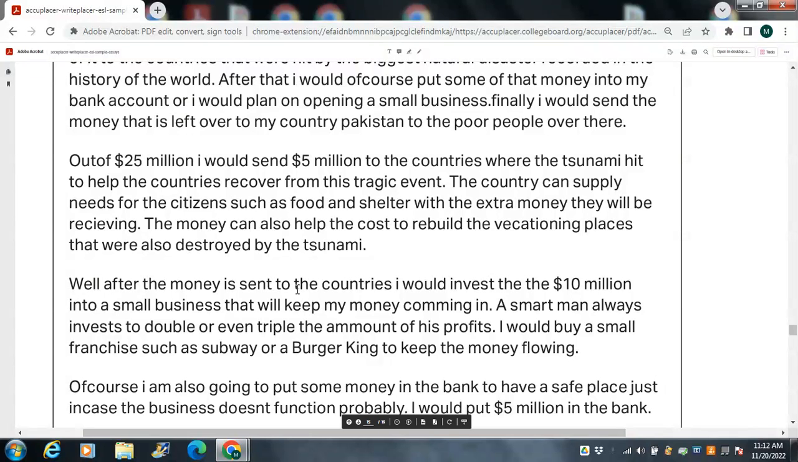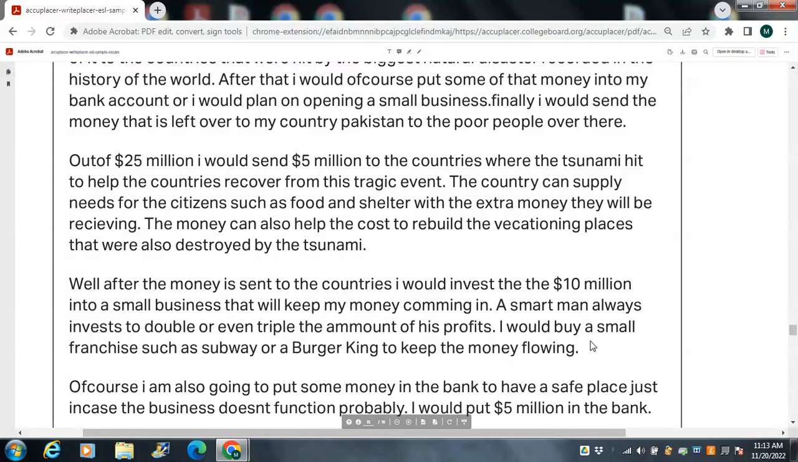Well, after the money is sent to the countries, I would invest the $10 million into a small business that will keep my money coming in. A smart man always invests to double or even triple the amount of his profits. I would buy a small franchise, such as Subway or a Burger King, to keep the money flowing.